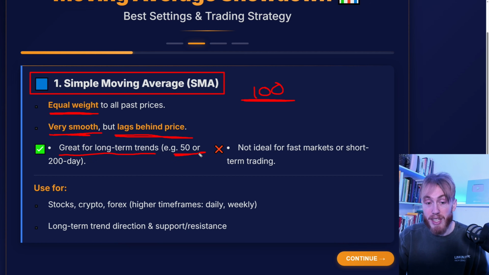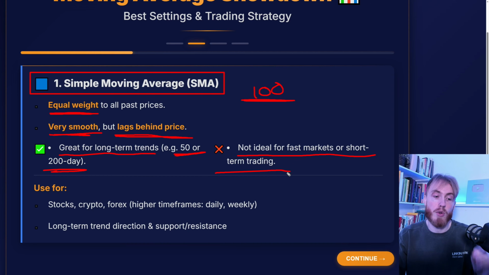And you can use, for example, the 50-day or 200-day simple moving average. These are some very common simple moving average settings. But as I said, it's not that great for short-term trading.